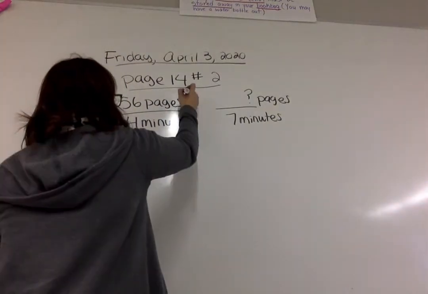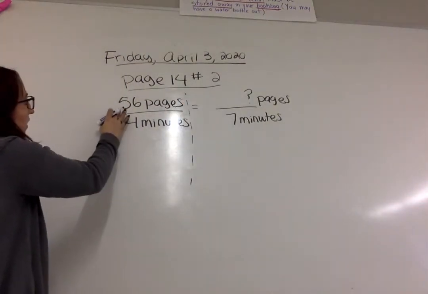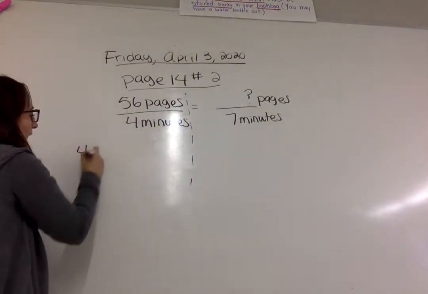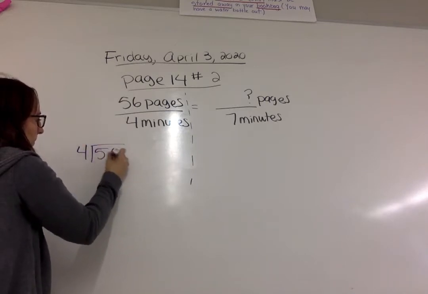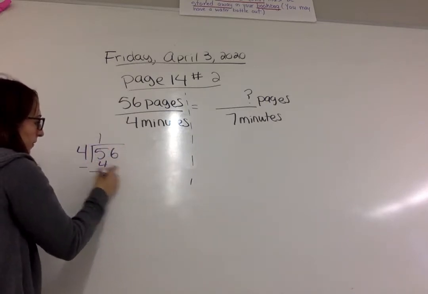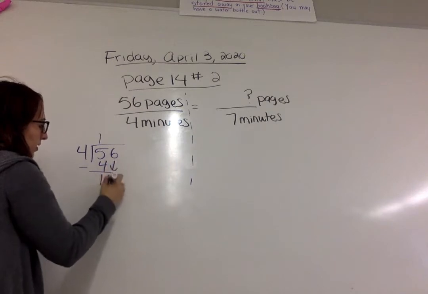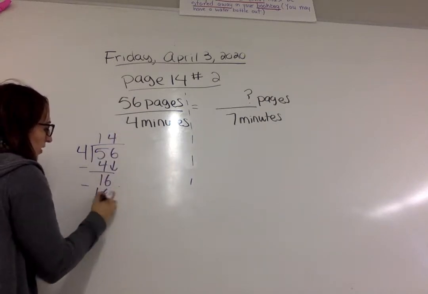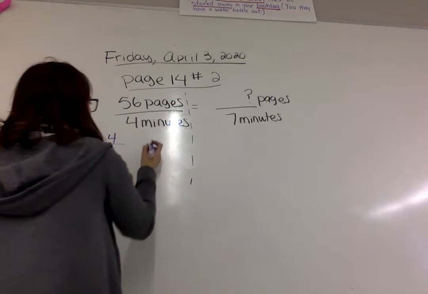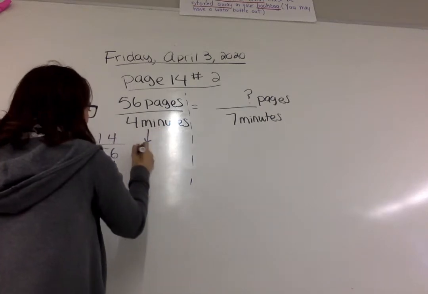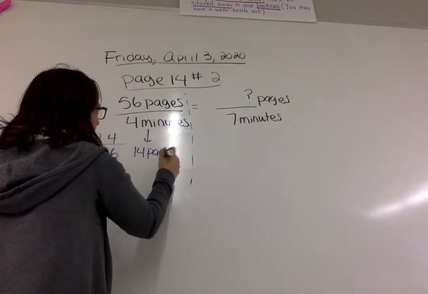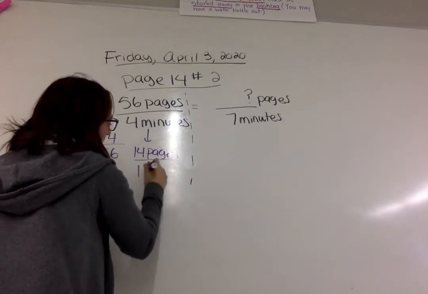So first off, we're going to take care of this side. We're going to divide 56 by 4 to get how many pages I do per minute. This goes one time, this gives me 4, 5 from 4, 1, bring down the 6, this gives me 14. So what this is saying is that my unit rate is 14 pages per 1 minute.